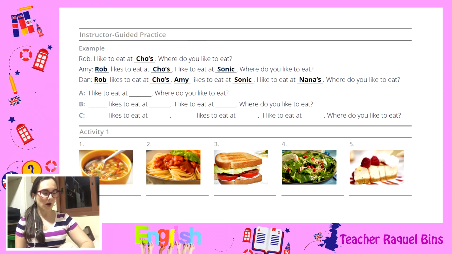Na Activity 1, onde vocês têm apenas imagens, qual que é a proposta? Pegar a conversação de cima e colocar preenchendo com aquelas imagens. Por exemplo, for example number 3, nós temos ali sandwich. So, for example, I like to eat sandwich. Where do you like to eat? Certo? Então é assim que vocês vão fazendo, preenchendo com aquelas palavrinhas, com aquele vocabulary das imagens. Pratiquem com cada uma das imagens, please.